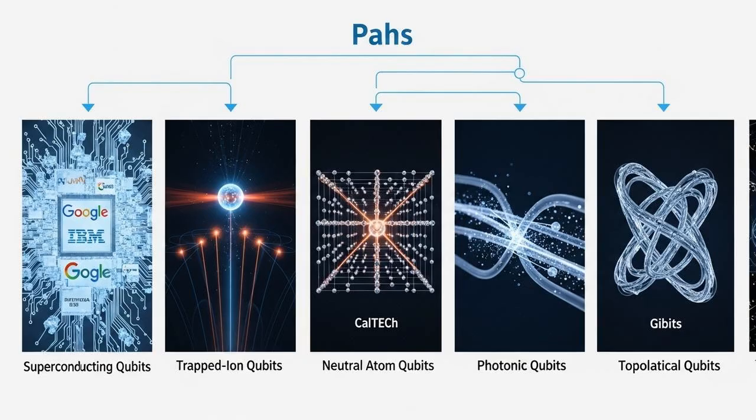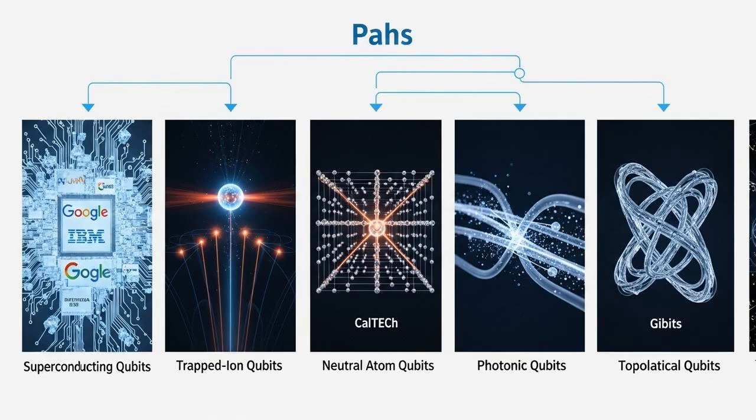Then you have trapped ion qubits, championed by companies like Quantinuum. Here, individual atoms are electrically charged and then suspended in a vacuum using electromagnetic fields. These qubits are incredibly stable, with very long coherence times and high-fidelity operations. Their main challenge is scaling up the complex systems of lasers and magnetic fields needed to control them.